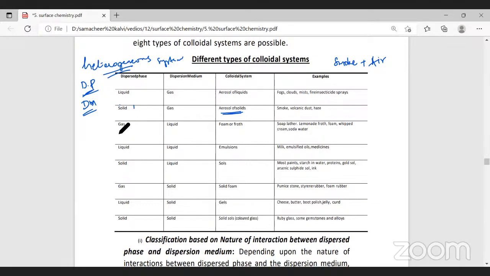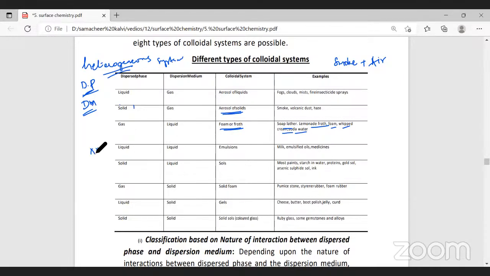The third: the dispersed phase is gas and the dispersed medium is liquid. When the dispersed phase is gas and the dispersed medium is liquid, the colloidal system is called a foam. Examples for foam: soap lather, lemonade froth, whipped cream, soda water. Soda water contains carbon dioxide in water. So carbon dioxide in water is also an example of a colloidal system in which the dispersed phase is gas and the dispersed medium is liquid.